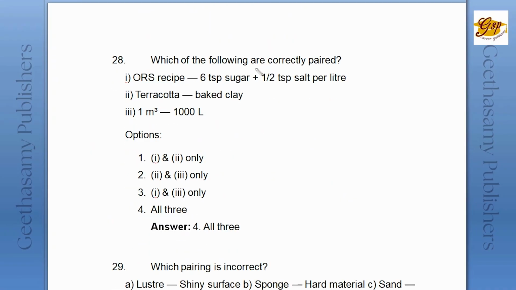Which of the following are correctly paired? ORS: 6 teaspoons of sugar, half teaspoon of salt, in water. Terracotta: baked clay. 1 meter cube: that is 1000 liter. Options: 1 and 2 only, 2 and 3 only, 1 and 3 only, all the 3. The correct answer is all the 3. All the 3 are true.